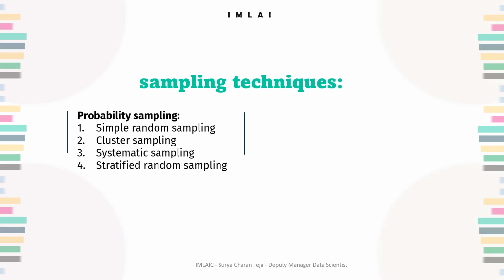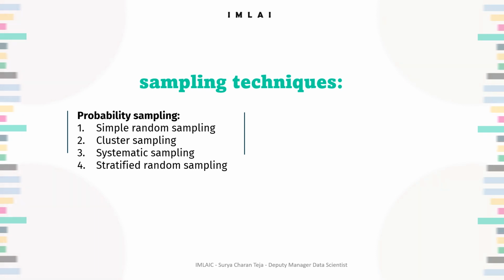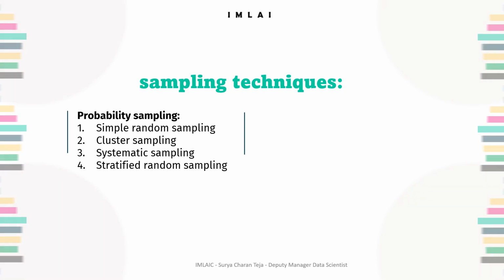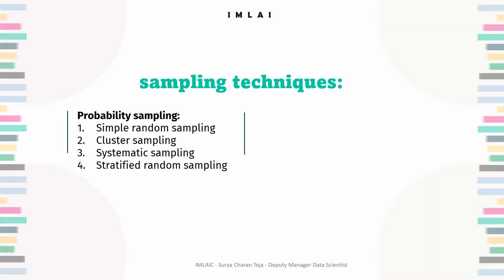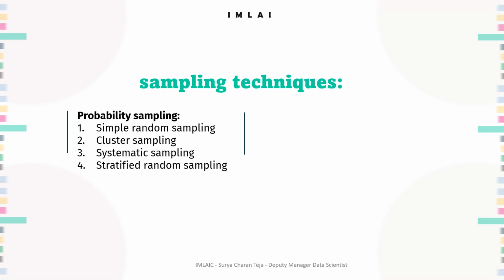Obviously the strata should be heterogeneous from one another, but inside each stratum, all should be homogeneous. That's the reason the population is divided into subgroups or strata based on specific characteristics such as age, gender, income, or location. Then individuals are randomly selected from each group in proportion to their representation in the population. So these are all probability sampling.